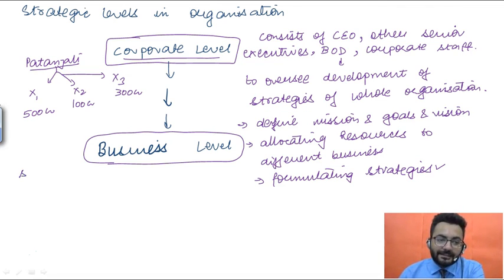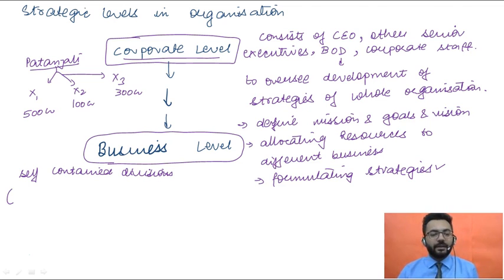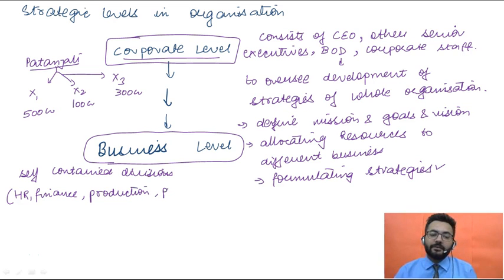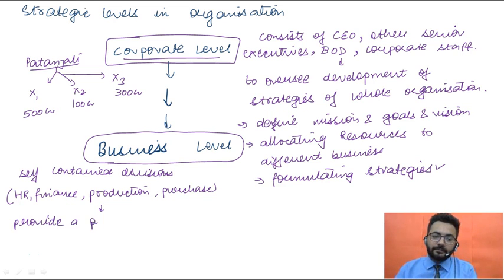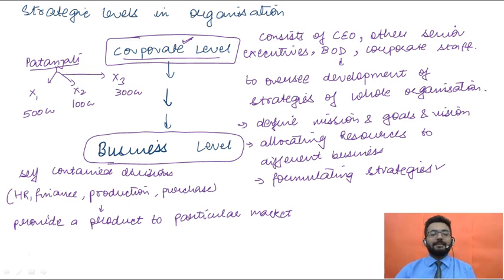Look, this is basically a self-contained division. Sir, what do you mean? Son, you know about departments. How many of you are pursuing training? So you know that there's an HR department, there's a finance department, an administration department, production department, operations department, purchase department. You have each and every one of them. What they basically do is provide a product to a particular market. They decide which kind of product will be given in which particular market. Corporate level makes the strategy, but they are the ones who decide which product will be given to which market.